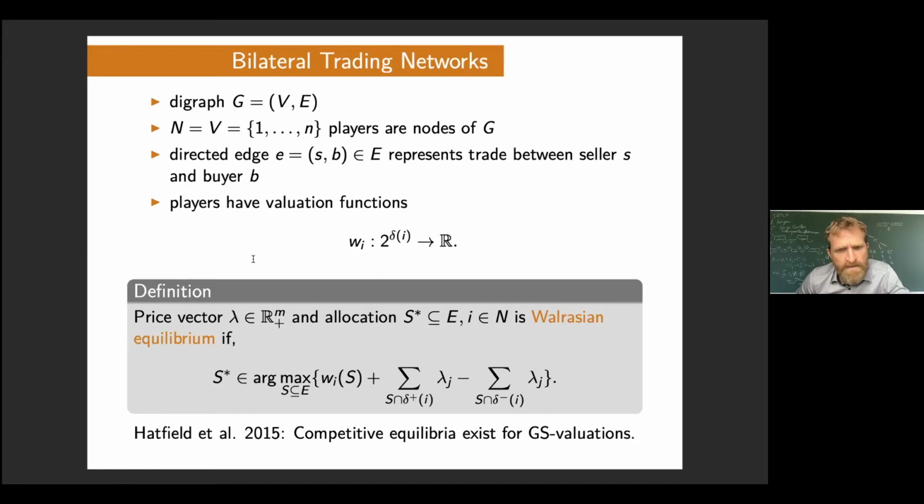And in this paper from 2015, Hatfield et al. proved that competitive equilibria exist for a certain class of valuation functions, namely the gross substitute valuations. And the proof was in fact quite intricate, this existence proof. I don't go into details, but the proof was not via LP duality. Okay. Let's keep that in mind, this application as well. I mean, it doesn't look so different, and in fact, it can be exactly treated as all these models before.